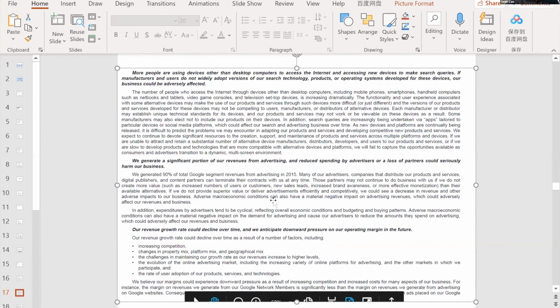So I think this is Google. Okay, this is Google. You see Google describes all these risks, and let's look at some other things. We generate a significant portion of our revenue from advertising, and reduced spending by advertisers and loss of partners could seriously harm our business. Okay, so these are all operational risk, product risk.